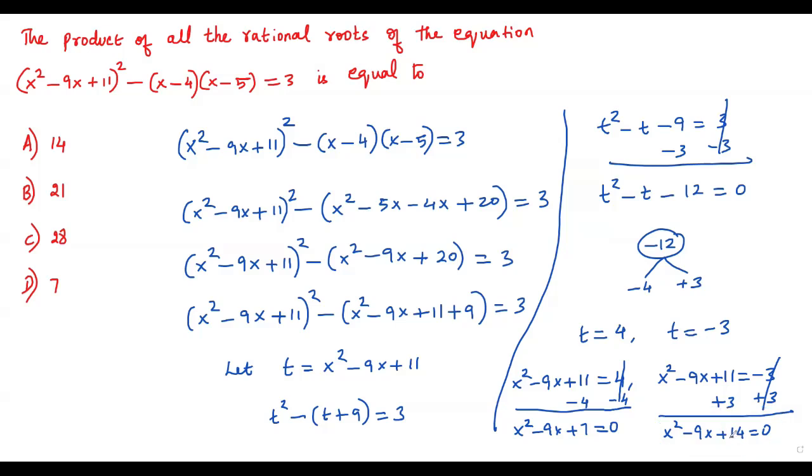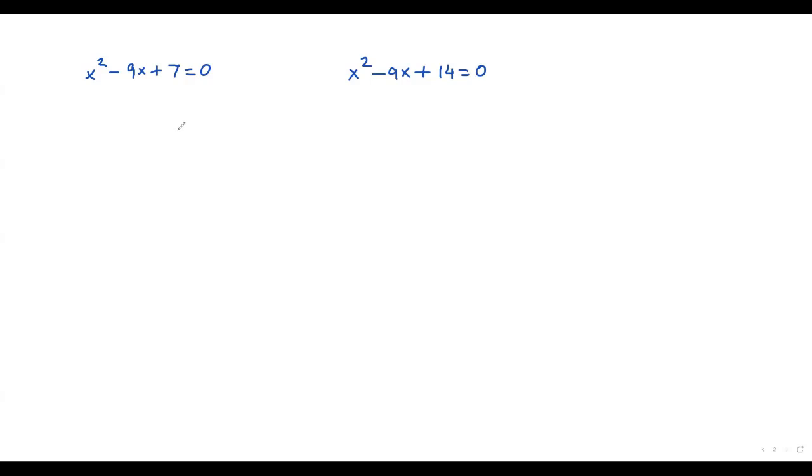In those four roots we have to get the rational roots, and then we have to find the product of the rational roots. Now let me solve each of these two quadratic equations. Now let me continue on the next page. Here we have the two quadratic equations we got on the previous page. Now let me try to solve the first one by factoring.